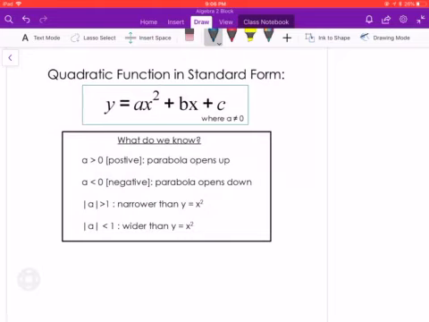You've seen parabolas before, so this is just a review. Your leading coefficient, the a, when that's positive, means the parabola opens up. When your a value out front is negative, the parabola opens down. When it's greater than 1, the parabola is more narrow. When it's less than 1, it's wider, and we're comparing it to the parent function. If a just equals 1, then it has the same width as the parent function, the standard width.